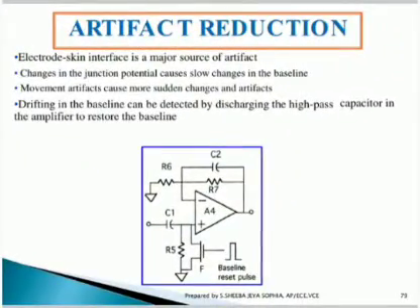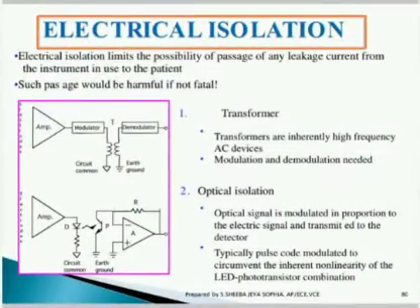Artifact reduction means the electrode-skin interface contact artifacts must be reduced. Unwanted artifacts or false results are reduced by using these artifact reduction techniques. Electrical isolation is also needed in order to limit the possibility of any leakage current passing from the instrument to the patient, in order to avoid large damage. For that purpose, transformer and optical isolations are implemented.